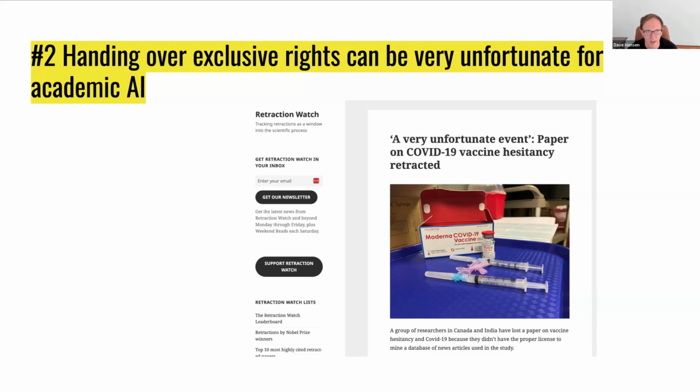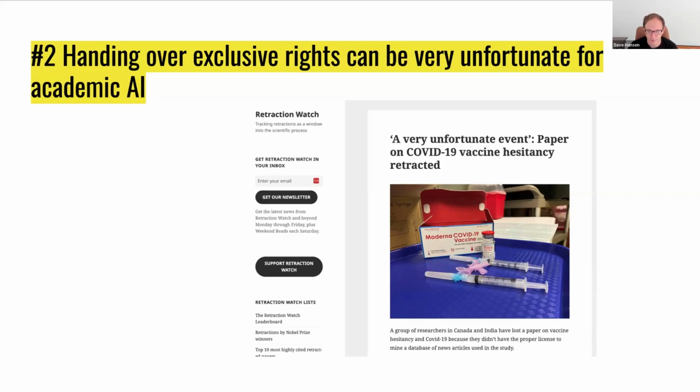So back to AI, I want to talk about how handing over exclusive rights can be kind of unfortunate for particularly academic artificial intelligence applications and text data mining applications. So what I have here is a story. This was posted in Retraction Watch some time ago about a paper that looked at news reporting on vaccine hesitancy.